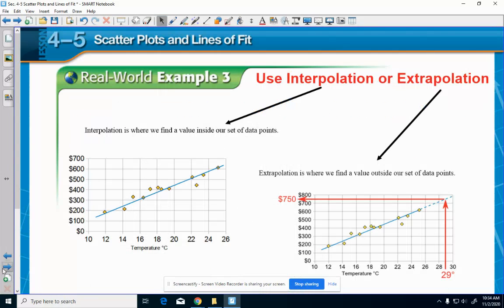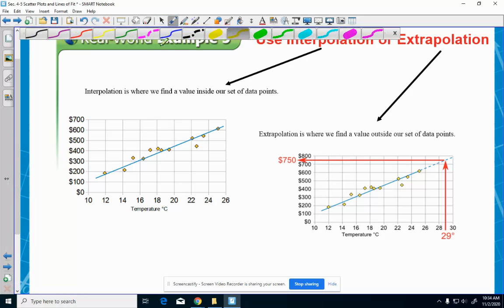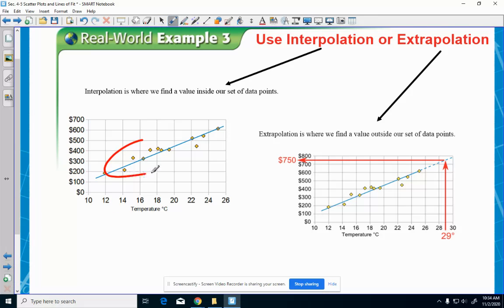All right. Last thing before we leave. When we make predictions, take a look at these two things. I want you to put them on your graph. When we make predictions inside of our data, meaning that I have information to support the answer I'm about to give, that's called interpolation. Because you have ice cream sales from 12 degrees all the way up to about 25 degrees, when you make a prediction inside of there, that's called interpolation. When you try to extend it outside that range, that's called extrapolation.